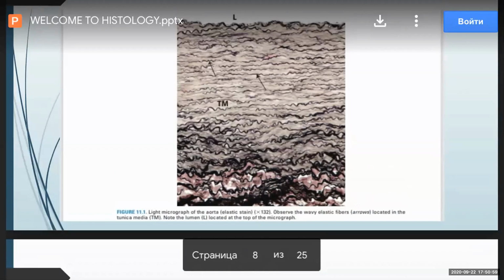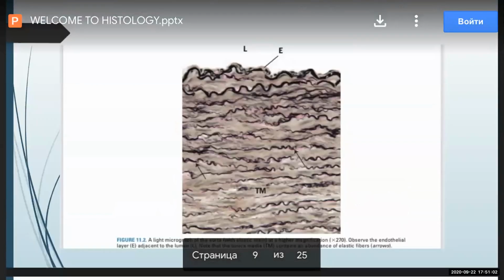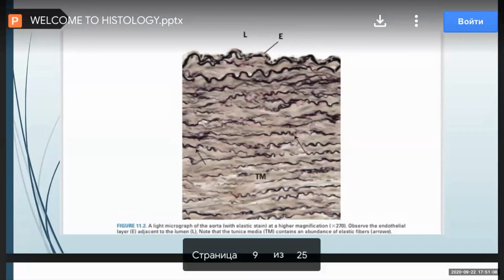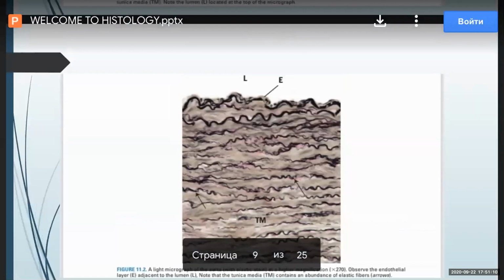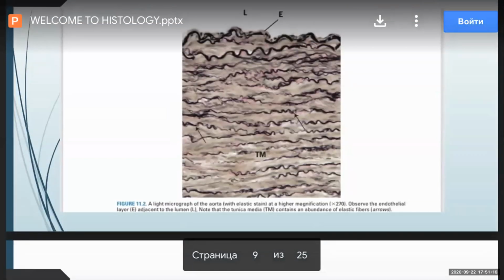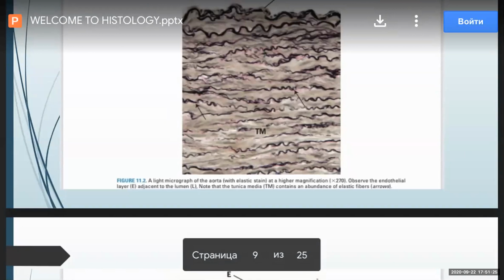So this was the aorta. And now, as I said, if you don't know where the lumen is, we always look at the outside of the cell or tissue. So here we see the lumen, it's outside. And we see here the tunica media. It's that same aorta. And if you noted, we have here some waves.